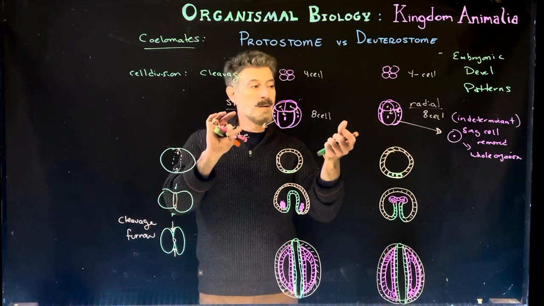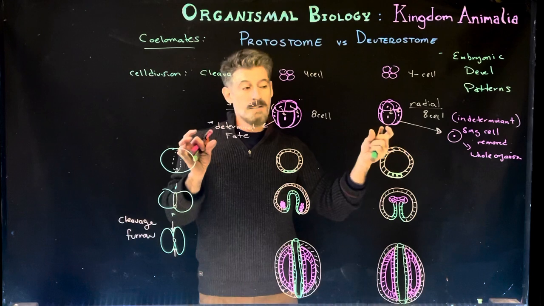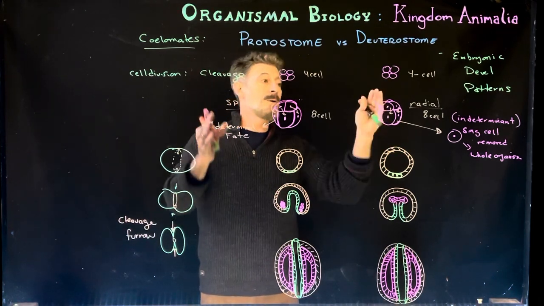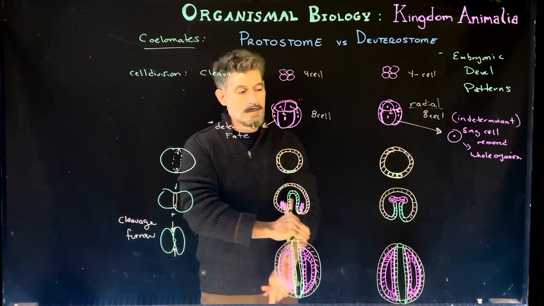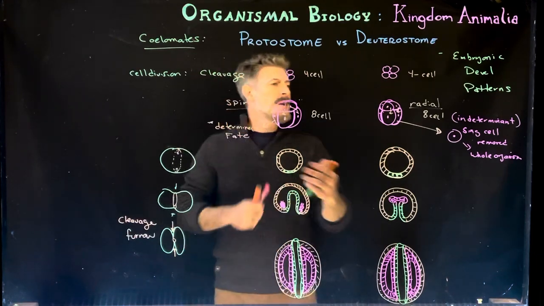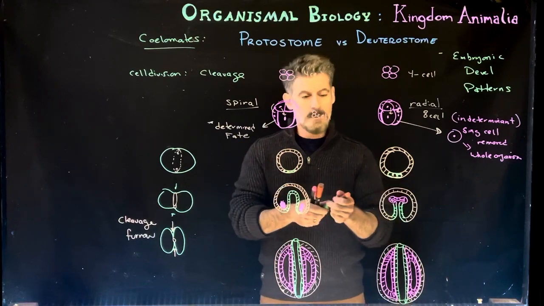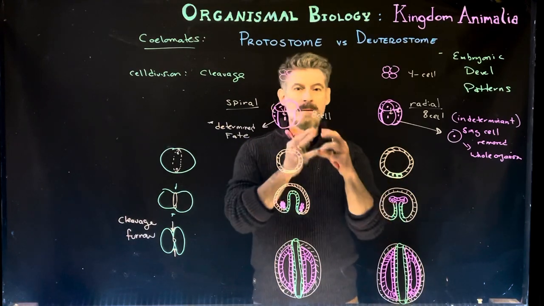The pattern itself of the cleavage and then the cell fate of those cells, either being determined already in the protostomes or not determined in the deuterostomes. Now, aside from that, everything else seems about the same. All right, so we divide and divide and divide. We have a ball of cells.